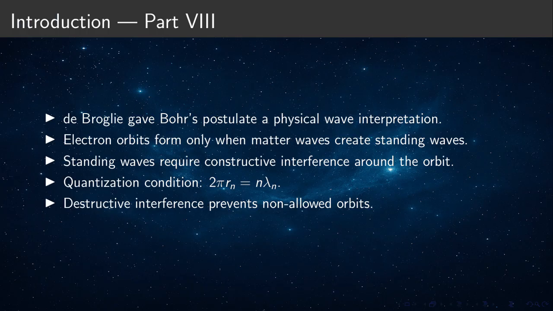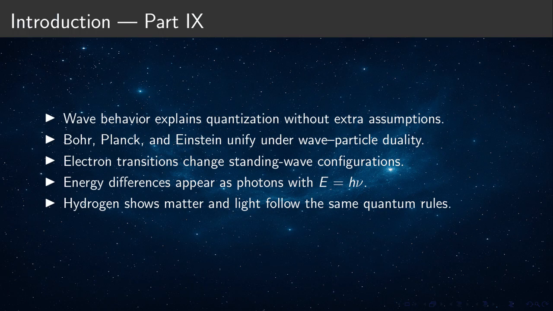wavelengths fit around the orbit. If this condition is not satisfied, destructive interference prevents stable orbital formation. In this way, quantization emerges naturally from wave behavior, rather than being imposed as an independent rule. This wave-based interpretation unifies Bohr's atomic model, Planck's energy quantization, and Einstein's photon concept into a single coherent framework.